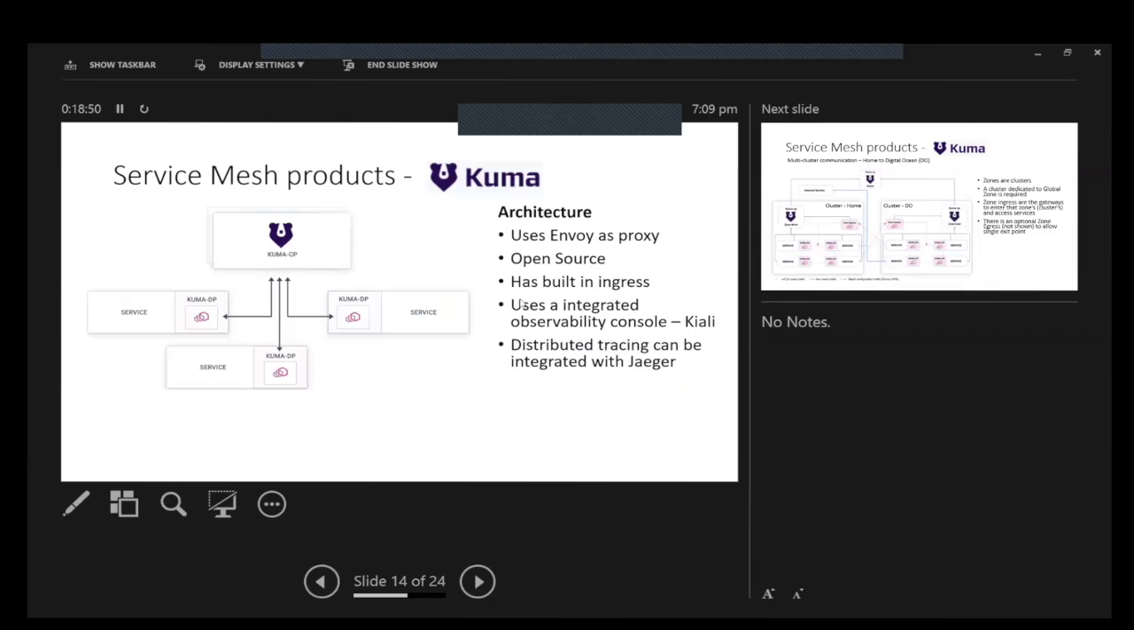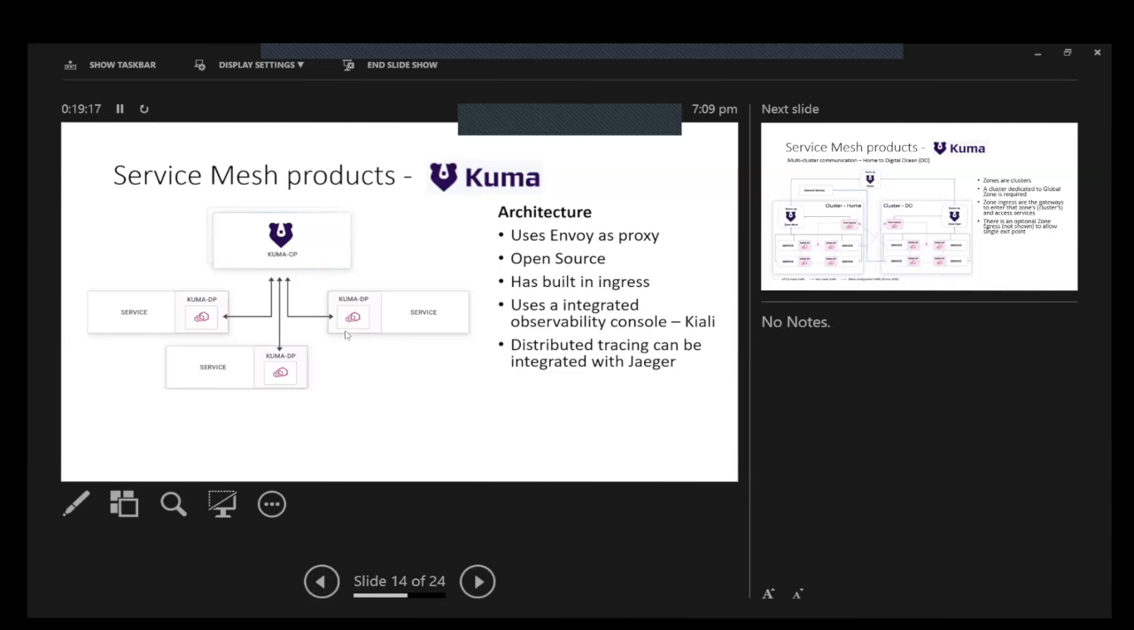The other one is called Kuma. This is also very famous. This is actually developed by the makers of Kong, if you all know about Kong, the Kong gateway is quite famous. It's open source again, and it has the same features. You have a control plane, you have a data plane, which has a proxy. Nothing different here, the structure is basically the same. The only difference is this icon, if anybody can recognize it, it's called Envoy. Envoy is again an open source proxy.